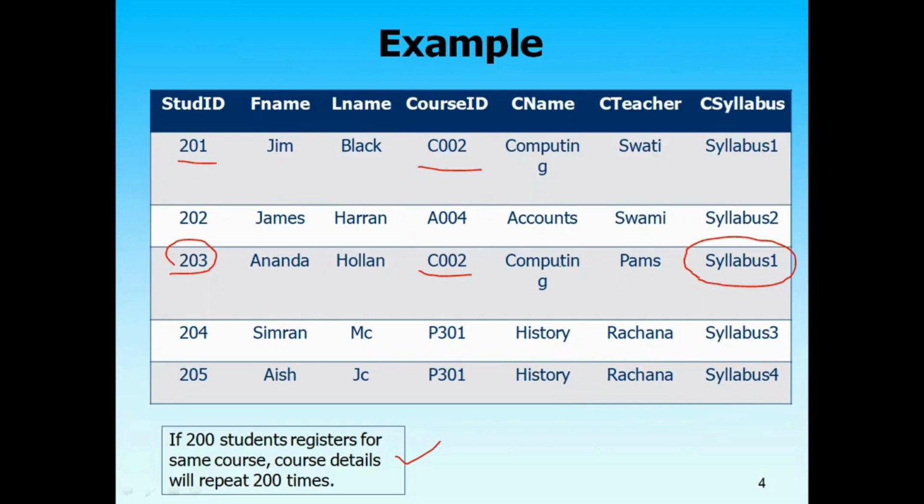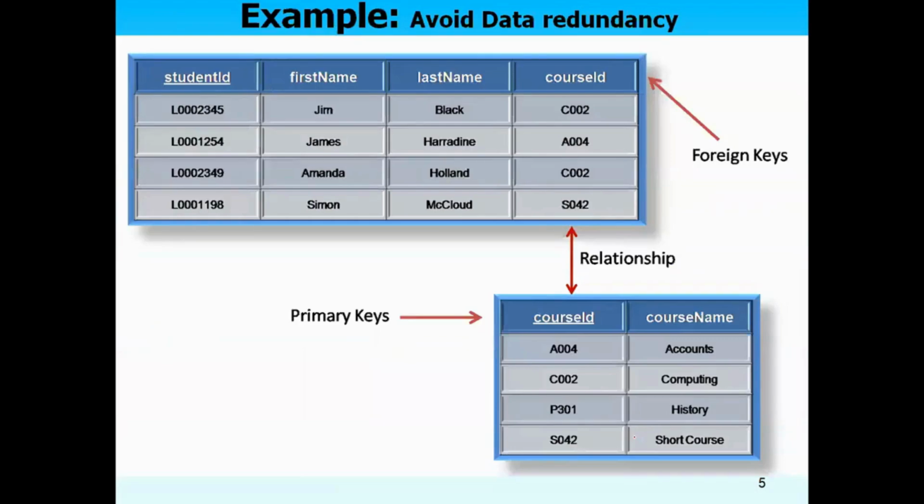If you put your whole requirements into a single table, there will be the problem of data redundancy. So the solution to this problem is to divide this data into two separate tables. One table will contain only the information about the student, and the second table will contain the course details. Here the same data is divided into two separate tables. For simplicity, I have shown only the course name here, but the syllabus can also be there.